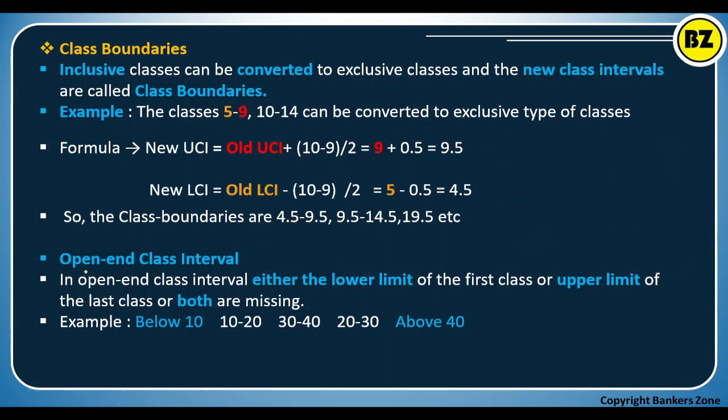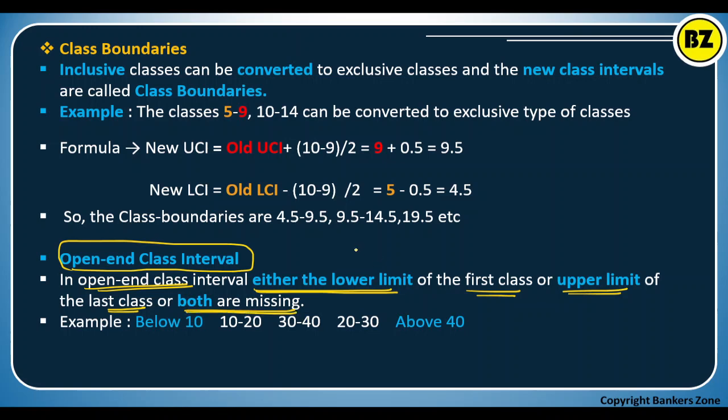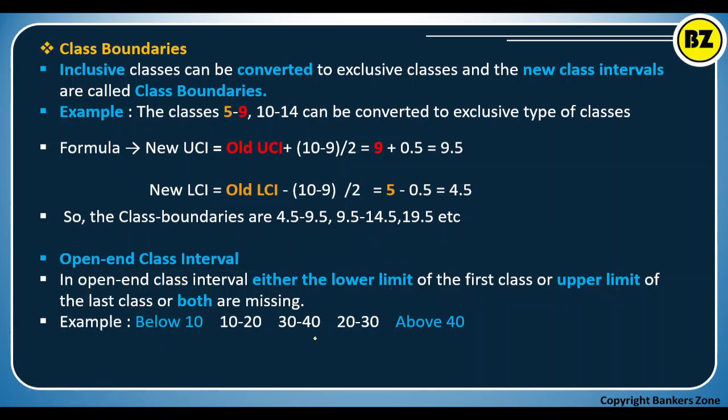Okay, now what is an open end class interval? See, in an open end class interval, either the lower limit of the first class or the upper limit of the last class, or even both, are missing. If the upper limit is missing or the lower limit is missing, or even both are missing, at that time we can say it is open end. Very easy. Say for example, through an example you will get it.